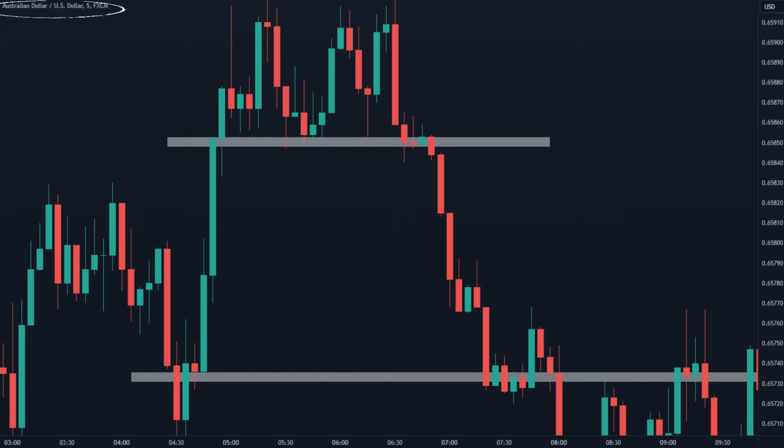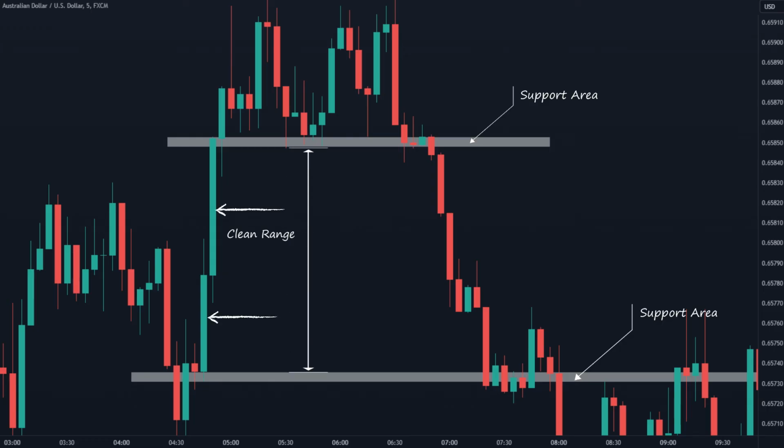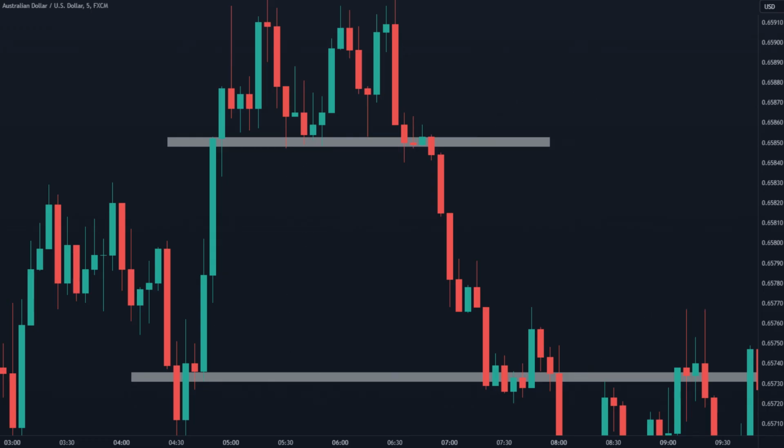In this example, we have the Australian dollar against the US dollar in the 5-minute time frame. First, we draw a support area, and after we draw the support area, we have to spot the tradable range, and these two candles give us a nice clean range to trade. Lastly, we need a confirmation for the entry price, and this engulfing candle closes below support and gives us a nice confirmation for a short position with stop loss above its wick and take profit at the next support area.